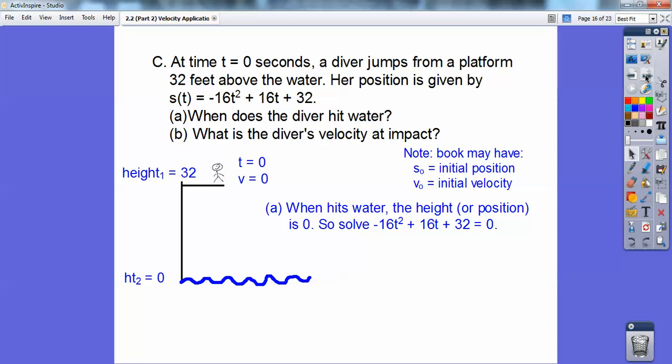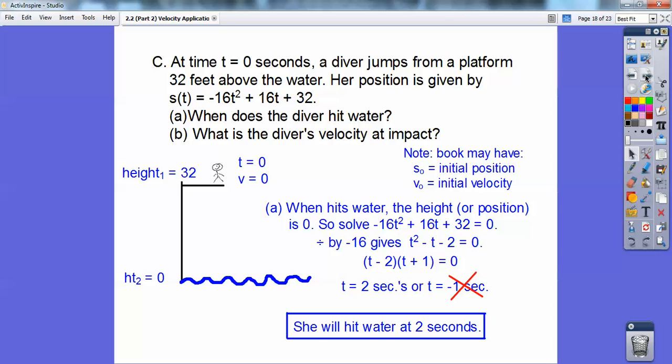So when she hits water, you set that equal to 0. I can pull a negative 16 out and solve that equation, and I get t equals 2 seconds or t equals negative 1 second. I know it's not negative 1 second, so she's going to hit the water at 2 seconds. Okay, so what's the diver's velocity at impact?